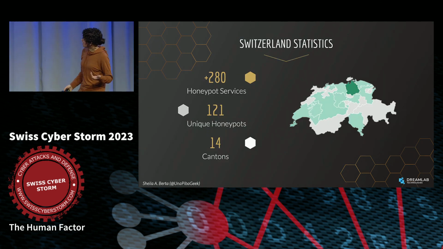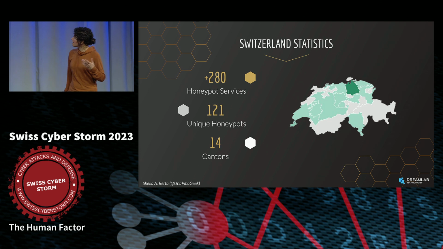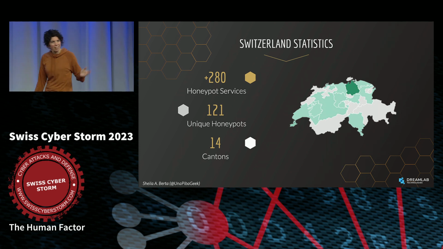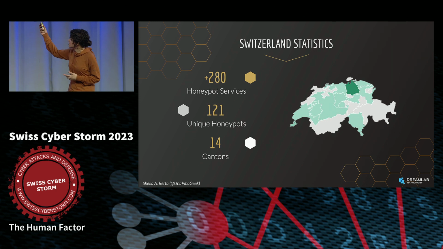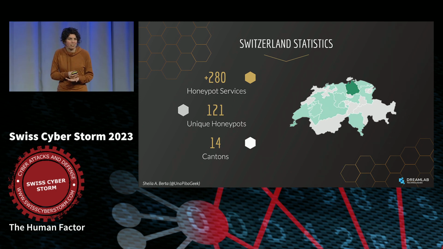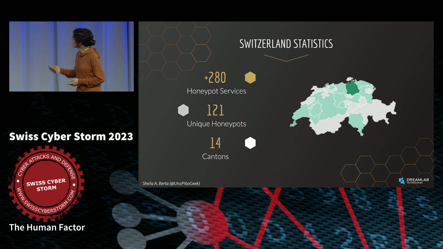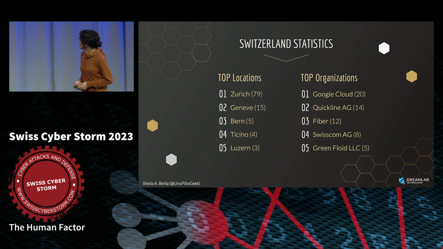There are more than 280 services running on 121 honeypots. Let's discount maybe 20 false positives of SSH, but around 100 honeypots in Switzerland. There are more services because every honeypot server usually runs more than one service, so it's normal. Across 14 cantons, then you have the heat map. Of course, Zurich is the one running most of the honeypots, then Geneva, Bern, Ticino.